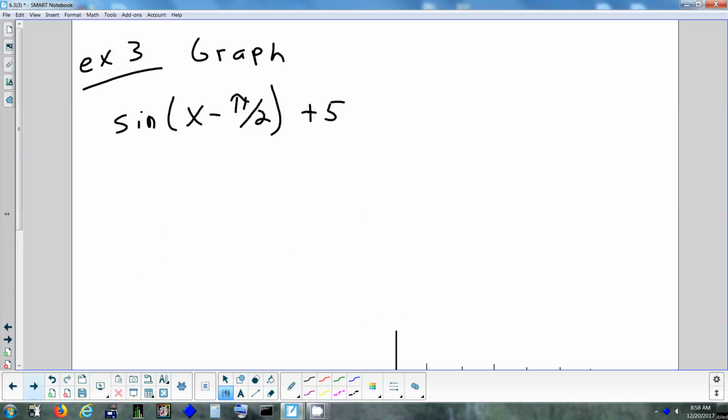Yeah? You could do them both at the same time, right? You could, yeah. You could do both at the same time because it's on 2 separate axes. Phase shift is left and right, vertical shift is up and down. So yeah, I would probably do this all in one table at the same time. Any questions on how you do it? Okay.